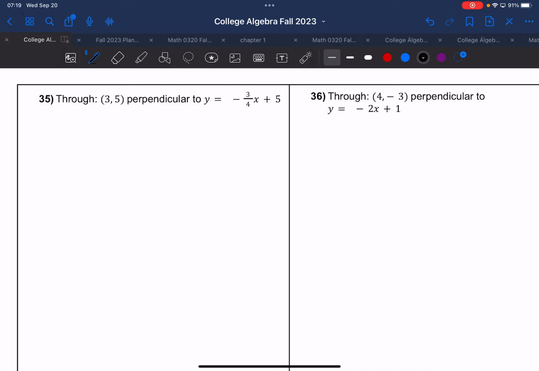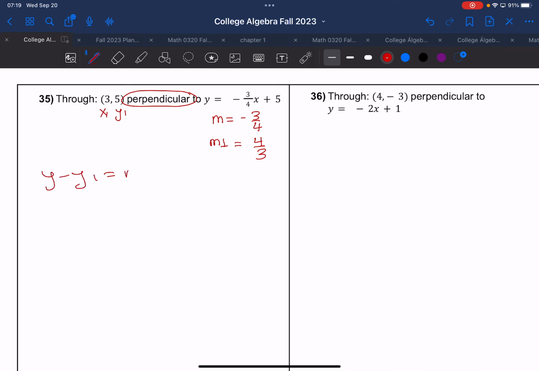Okay, so again, we're not going to graph on these. We're just going to put it in the three forms. So I have x1, y1. It wants me to find a perpendicular slope. So what's my original slope? Good, so what would my perpendicular slope be? Perfect, 4/3.